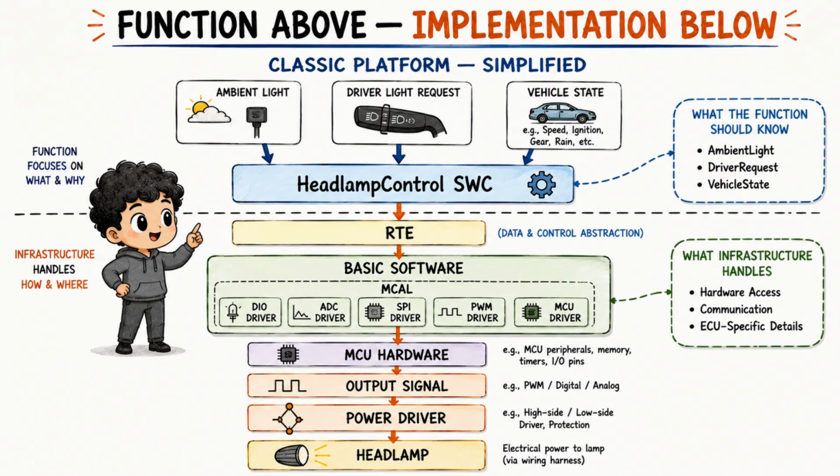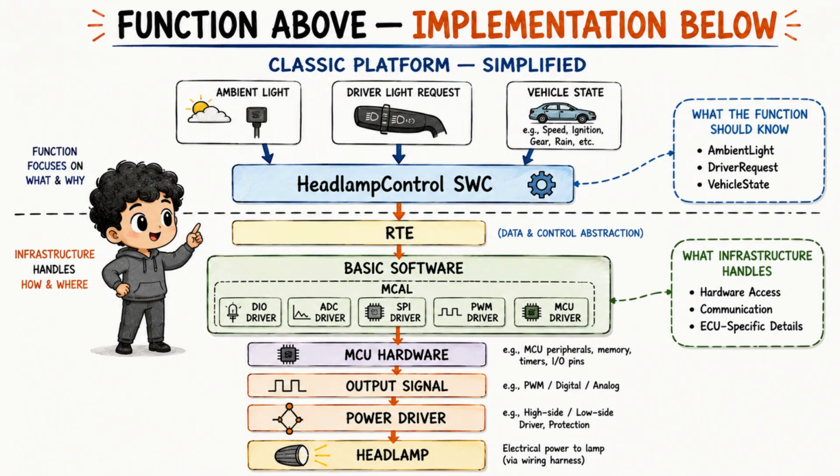Now, return to the automatic headlamp function. At the application level, it should ideally reason about meaningful information, such as ambient light level, driver request, and vehicle state. It should produce a logical request, such as headlamp request. It should not need to know, unless there is a genuine project reason, which microcontroller register eventually changes an output pin, or which CAN controller buffer originally carried an input. The lower software and hardware layers deal with those implementation details.